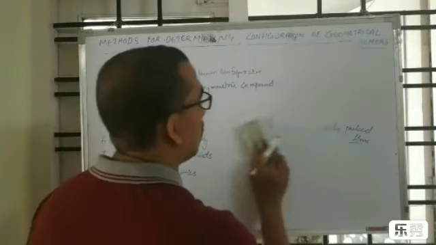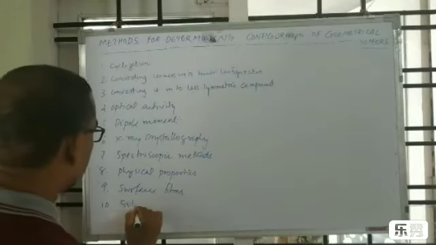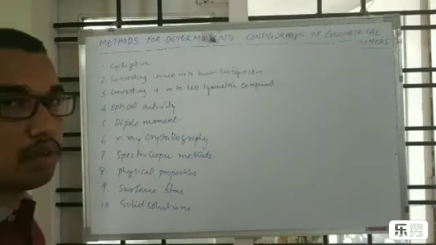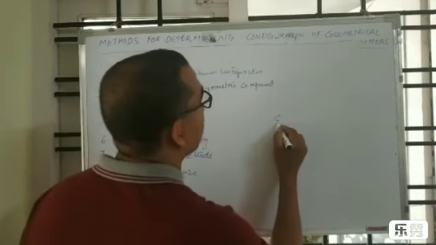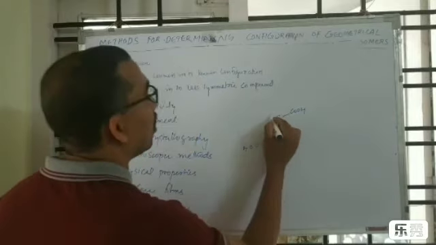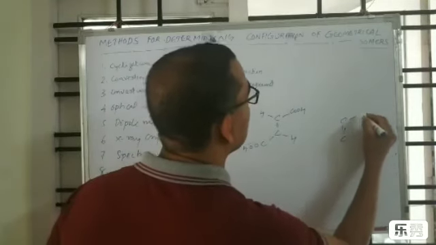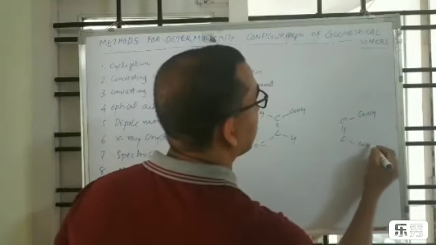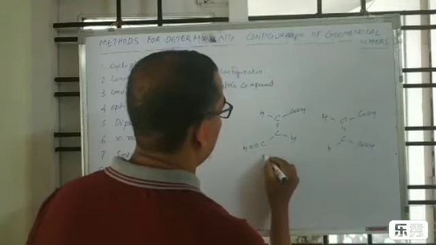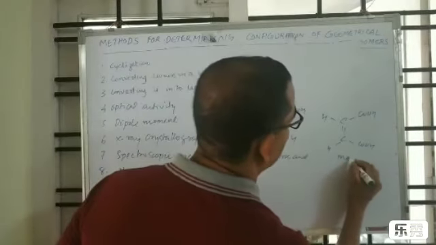Okay, that is about surface films, and the next method is solid solutions. Solid solutions. I'll tell you what this means. See, this is fumaric acid. This is fumaric acid, and this is malic acid. Malic acid is the cis variety, and fumaric acid is the trans variety. Fumaric acid, malic acid.